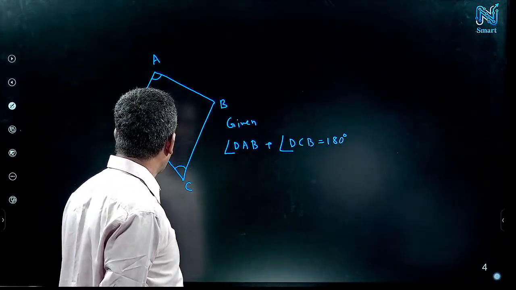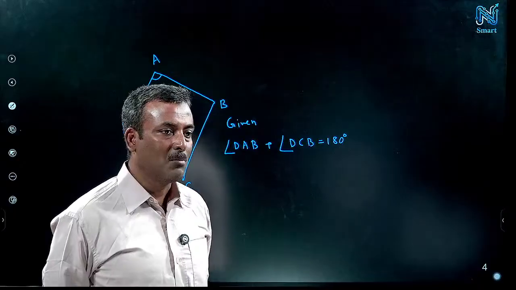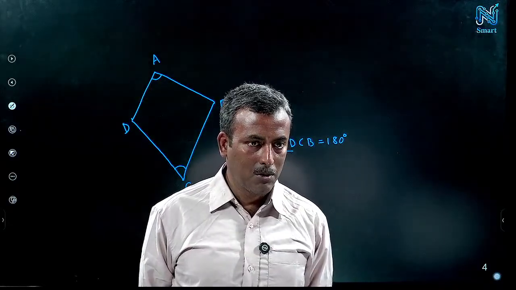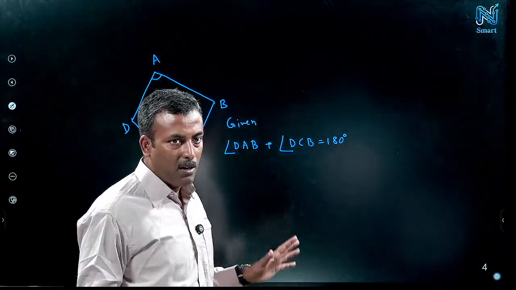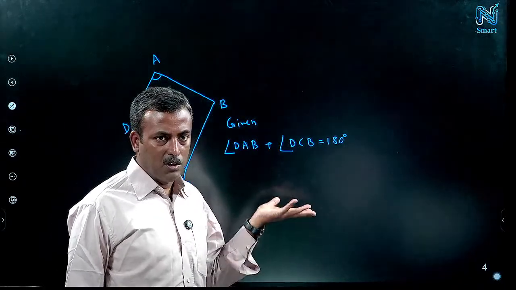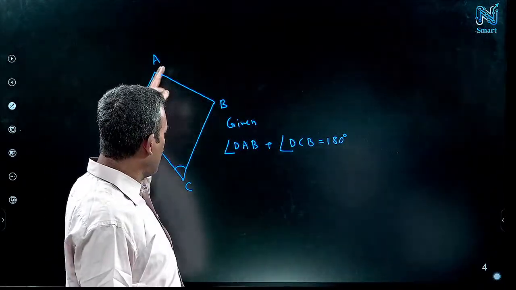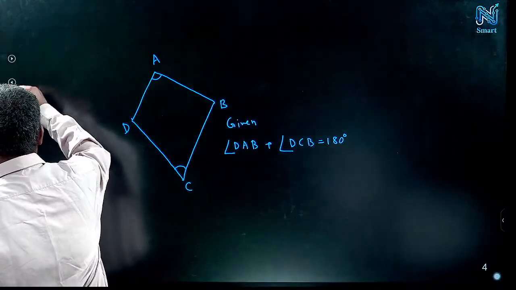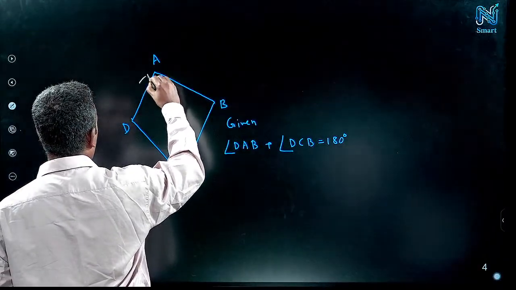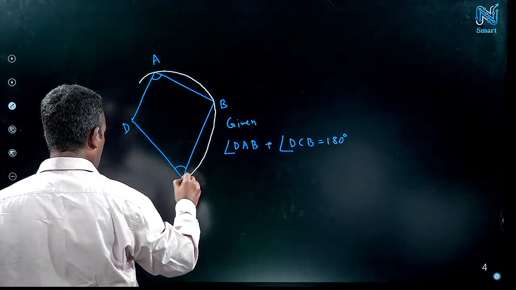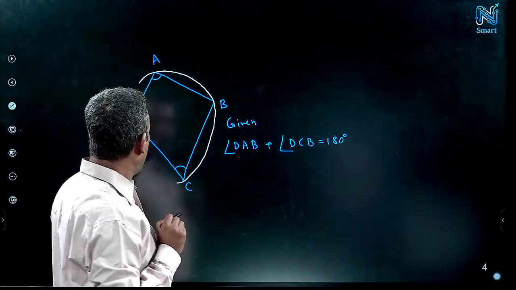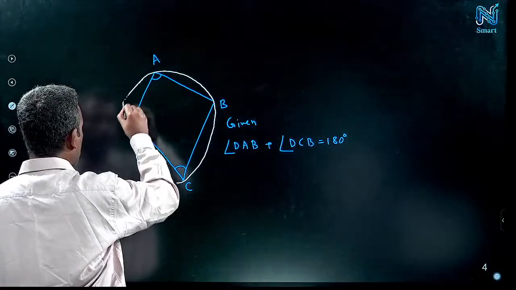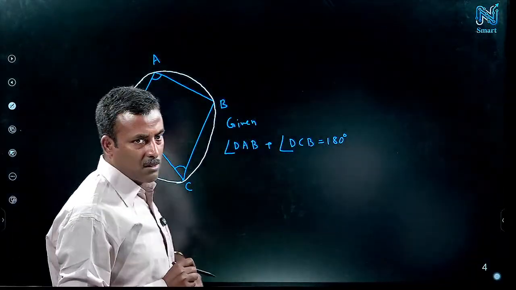So the basic idea is this: you draw a circle passing through A, B, C. Obviously A, B, C are not collinear because it is a quadrilateral. Since it is a quadrilateral, any 3 points are not collinear. So we can always draw a circle passing through A, B, C. Now we have three different situations. D can be on this circle, then done. Now if D is inside the circle, then what happens?